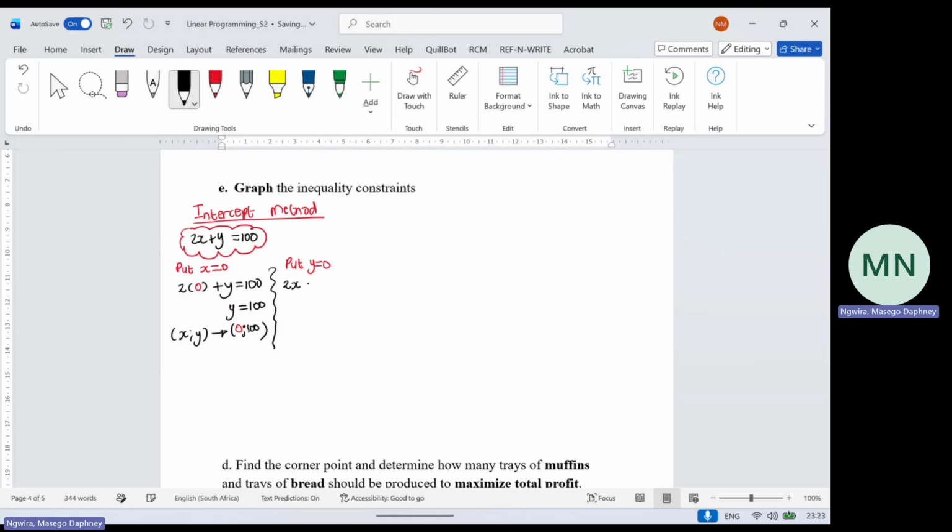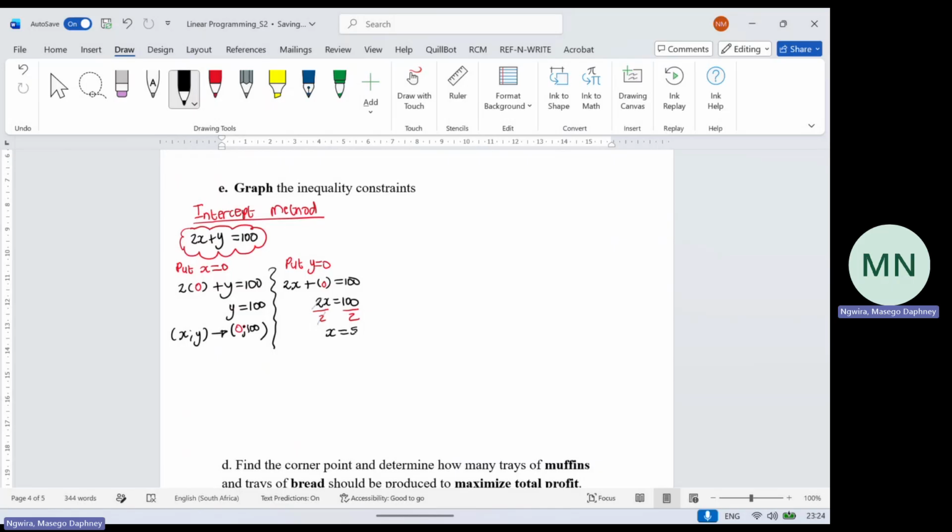So this is 2x plus, then wherever I see y, I'm going to put the 0. So this will be 0. Then it's just going to be 2x is equal to 100. And then now I need to solve for x. Remember, we divide both sides by 2, and then we cancel, and our x is equal to 50.